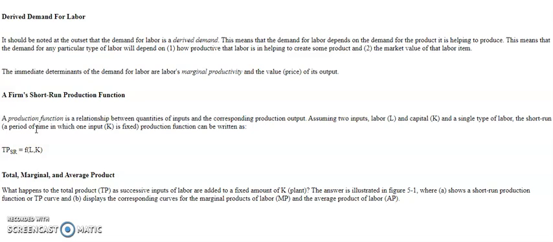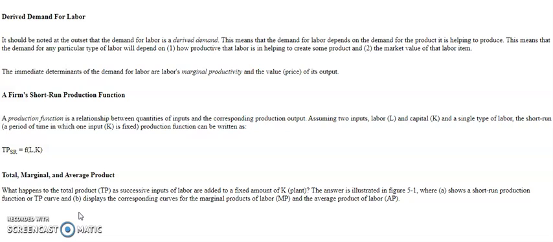The production function can be written as follows. Here we take the production function as short run, so labor is the only variable factor and capital is fixed. TPSR equals F of L, K. Total product in the short run is a function of labor and capital. Here labor is the only variable factor and capital is the fixed factor.